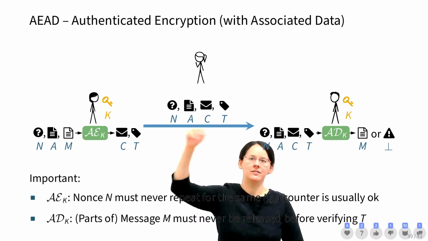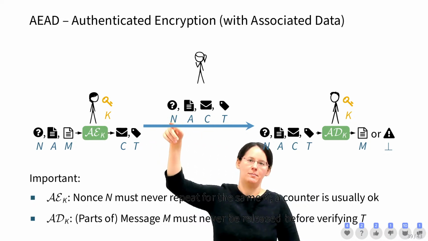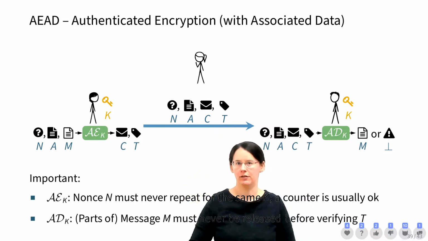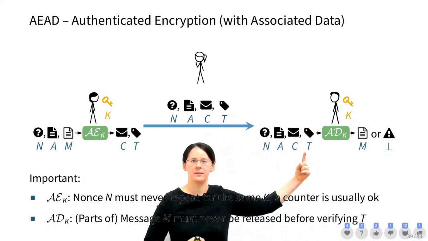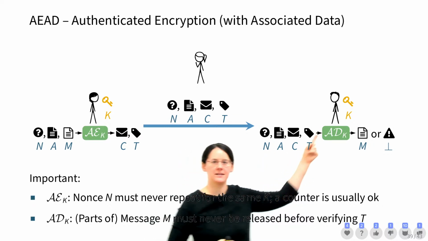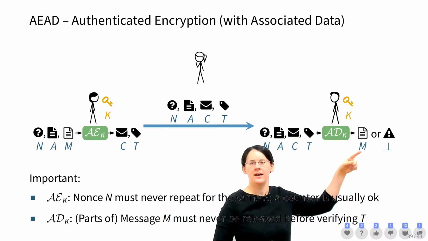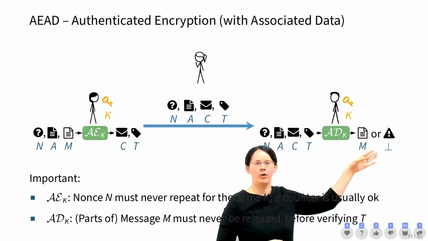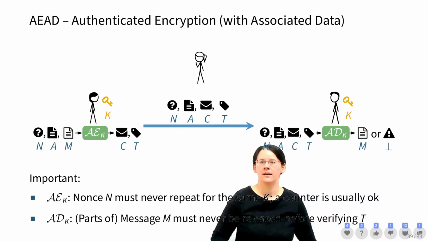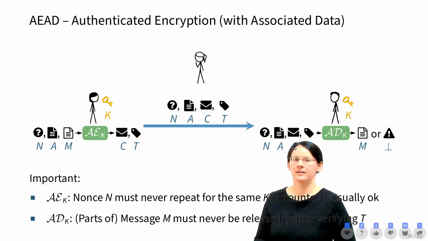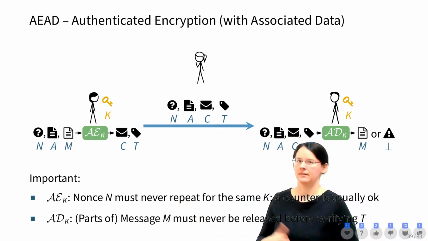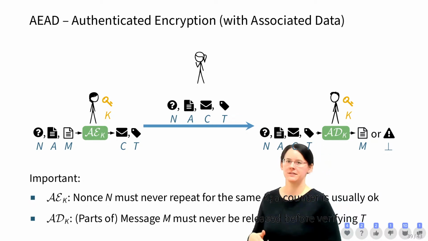And actually Bob will even notice if she tries to mess around with the nonce or with the tag itself. All of this is going to be detected when Bob plugs all of the values he receives plus the key into the decryption scheme and gets either a message or a warning symbol. And as before, it's really, really important that this nonce never repeats. Otherwise we have the same sort of problems, or maybe even worse problems than in the encryption case.